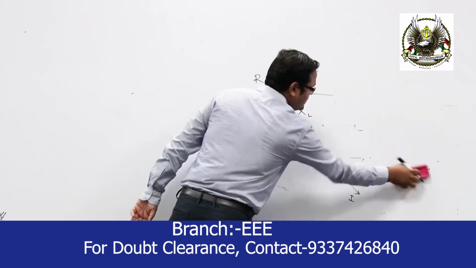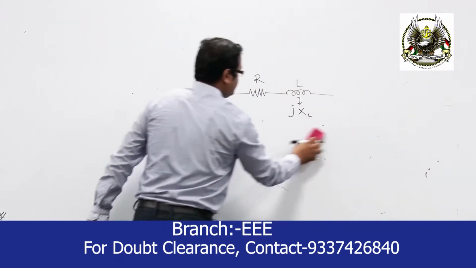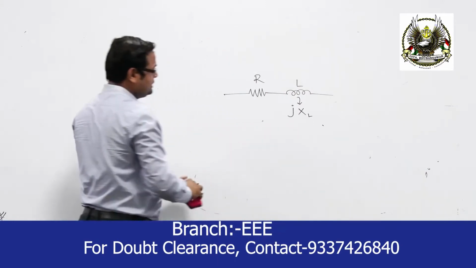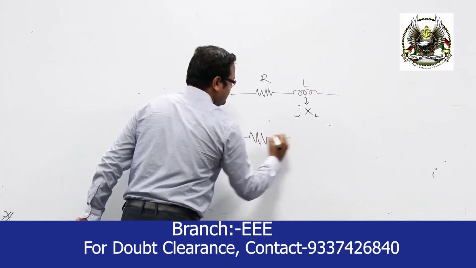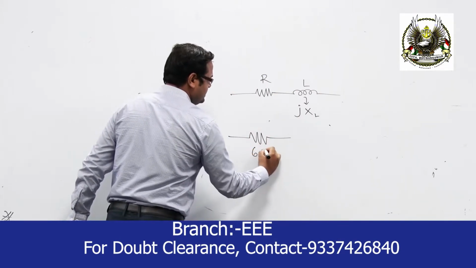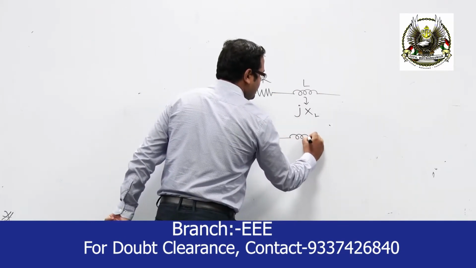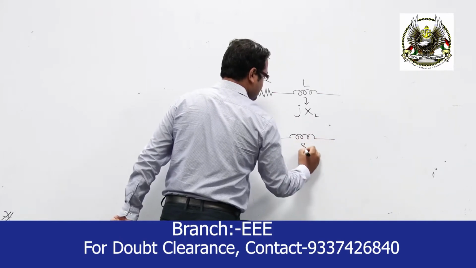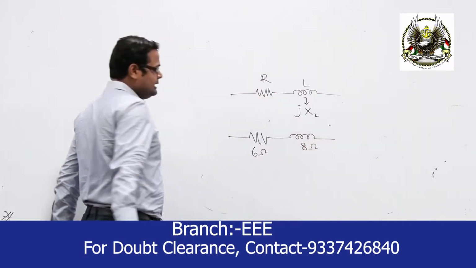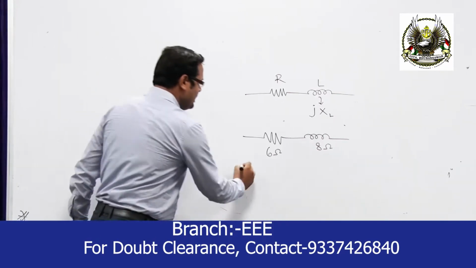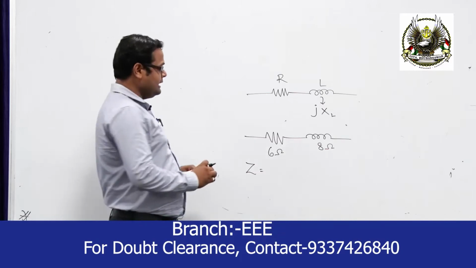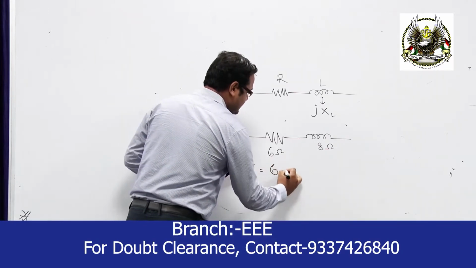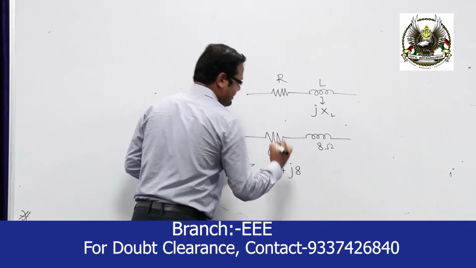So, here there is a common question. When we will be solving the questions on these RL circuits, suppose I am taking a simple example. Suppose this is equal to 6 ohm and here it is given 8 ohm, and it is asked to find the total impedance of the following circuit. So, here you can easily write it is 6 plus j 8 ohm.